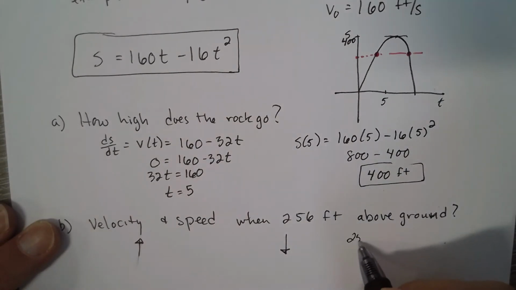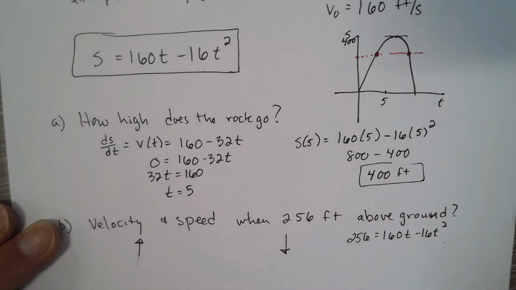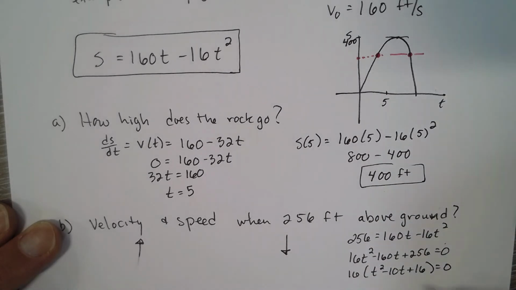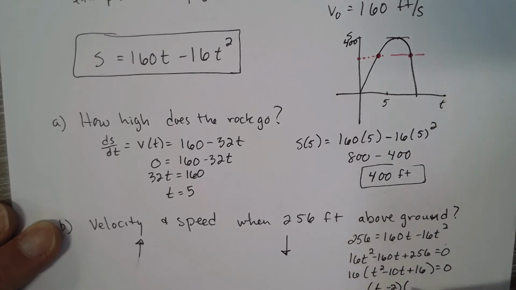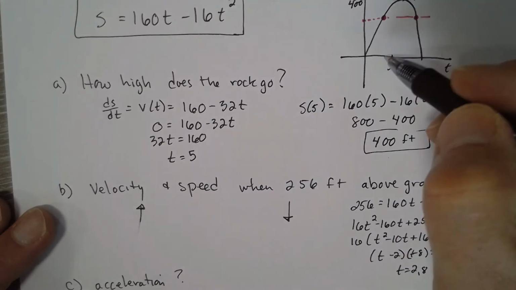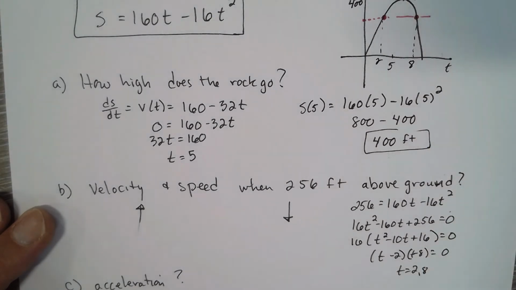So 256 equals 160t minus 16t squared. We can solve. I'll move everything over here. I think everything's divisible by 16. Factor. So I get 2 and 8. So right here is 2 seconds, and right there is 8 seconds.